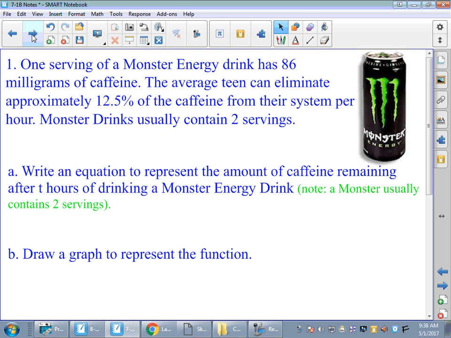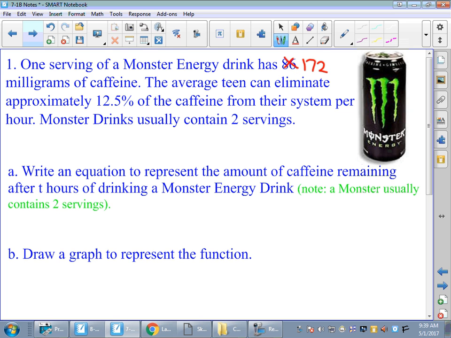Monster drinks, though, if you look at the label, contain 2 servings. So usually what a teenager does is drink 1 Monster, not realizing that it's actually 2 servings. So we're going to multiply that by 2 with 86 milligrams and assume that they're not putting the can down and saving it for later. So 172 milligrams is the number that we're going to use.